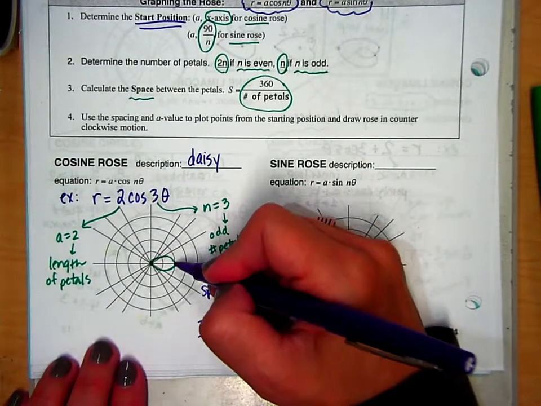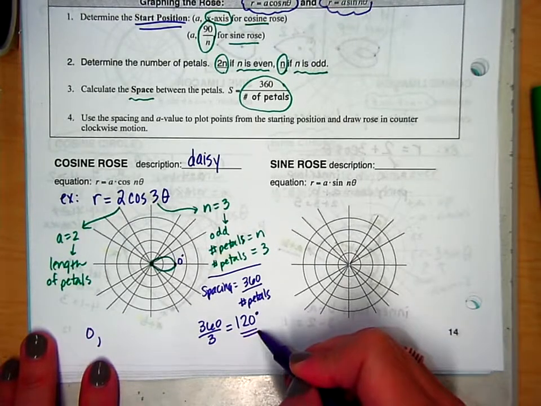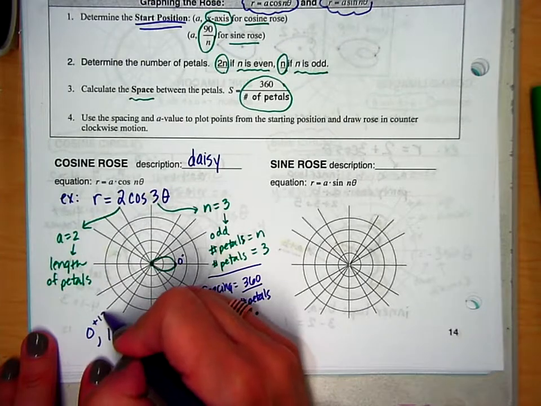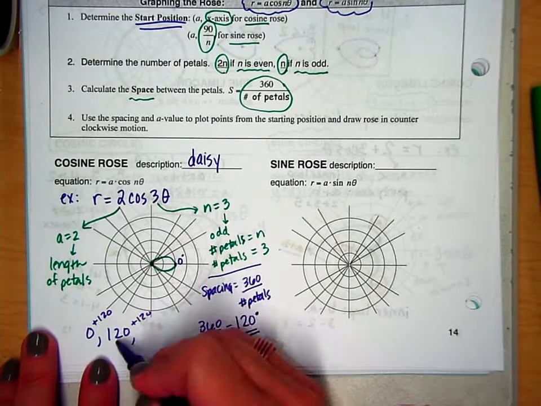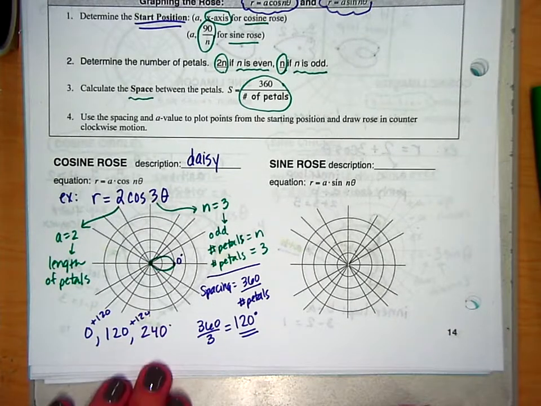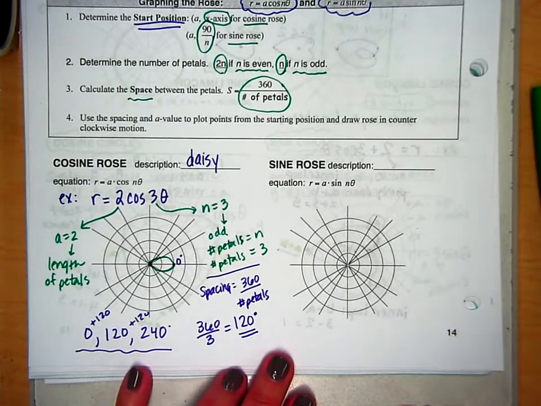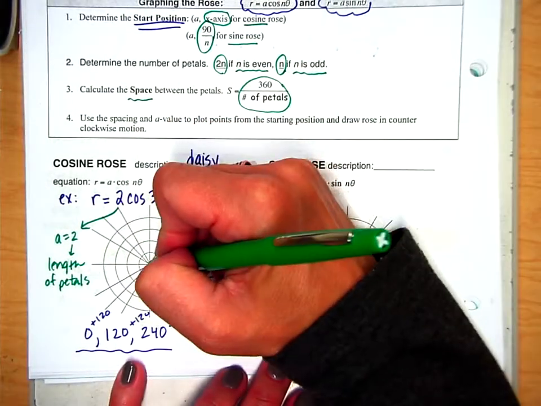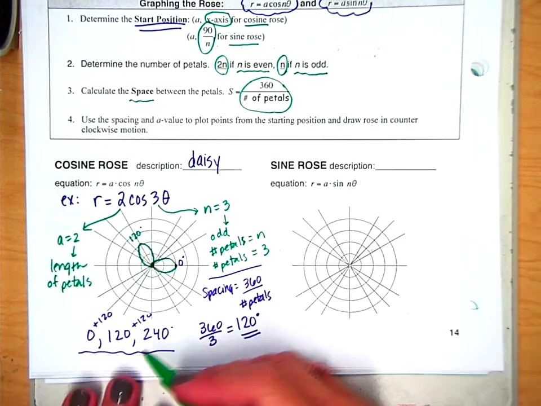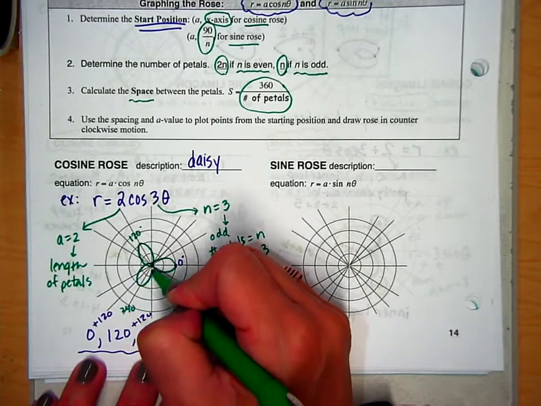So my first petal was at 0. My next one needs to be 120 degrees from 0. And then my next one needs to be 120 degrees from there. And so I'm at 0, 120, and 240. So it's nice to just kind of list out where your petals are going to be. So then my next one I know is at 120. It still has a length of 2. And then my third one is at 240, and it still has a length of 2.